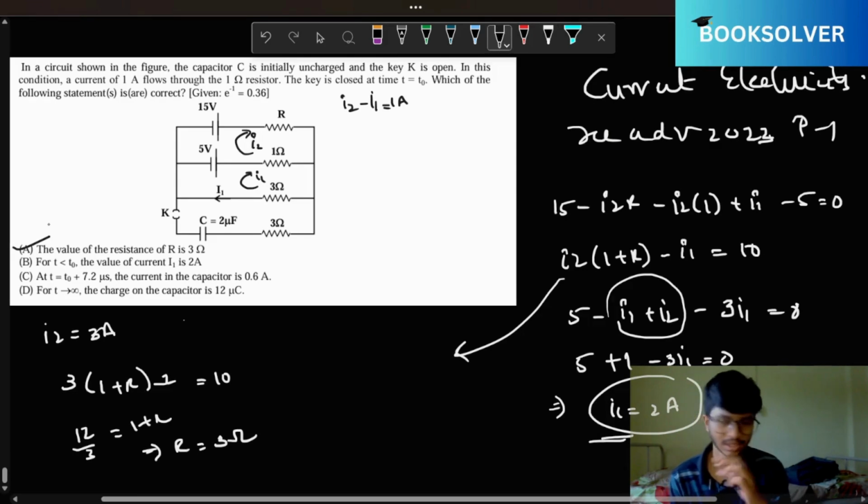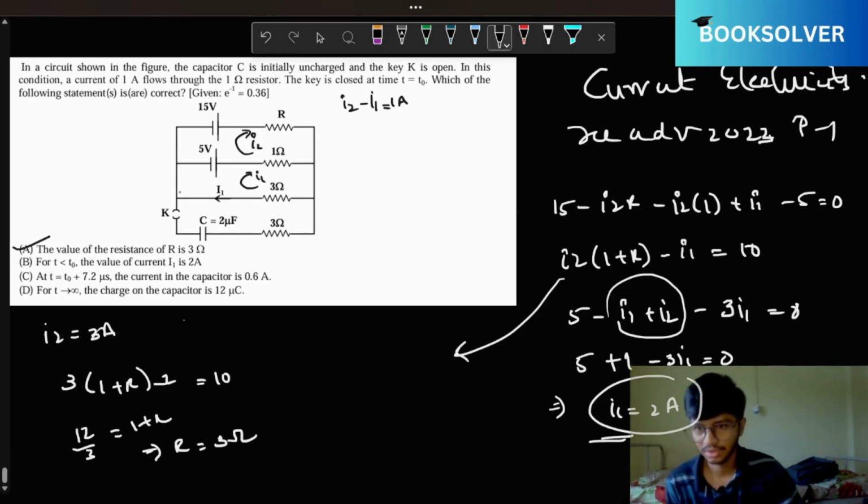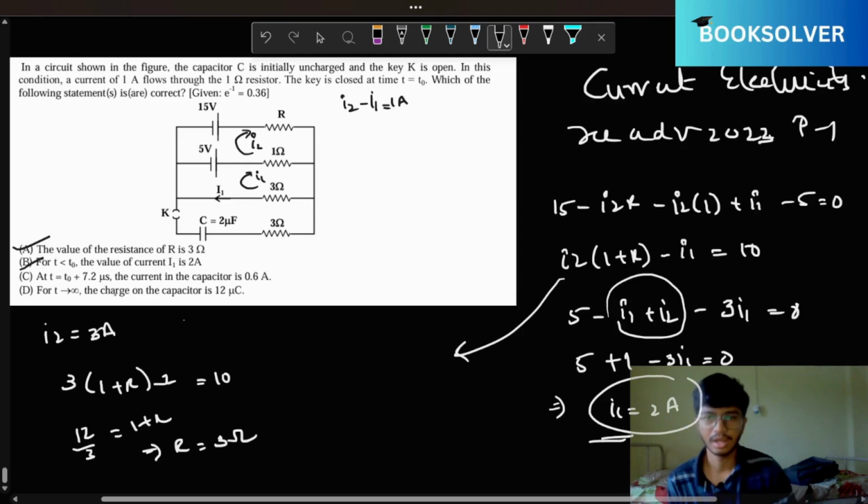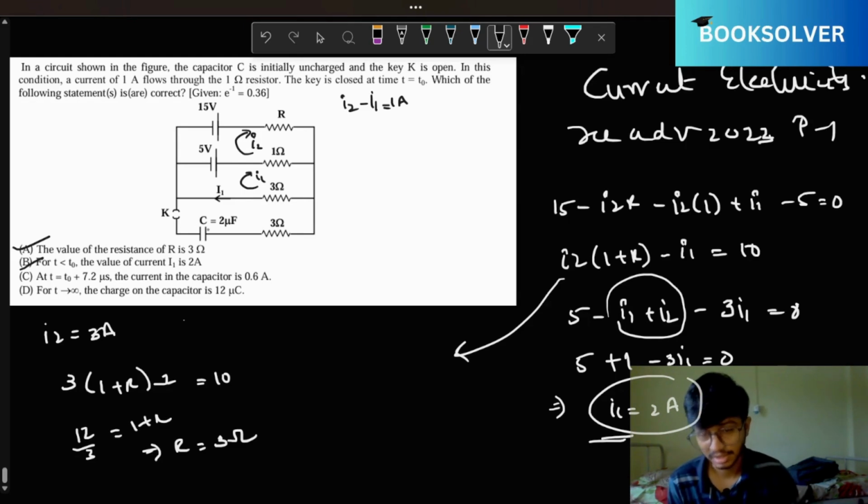Now for t less than t naught, it means the key is still open. The value of current I1 is 2 amperes. This is also correct. And as t tends to infinity, we have voltage present, but the circuit is still open. So I1 won't change, and I1 into 3 will be the voltage around this resistor, and it will be the same as the voltage around the capacitor.